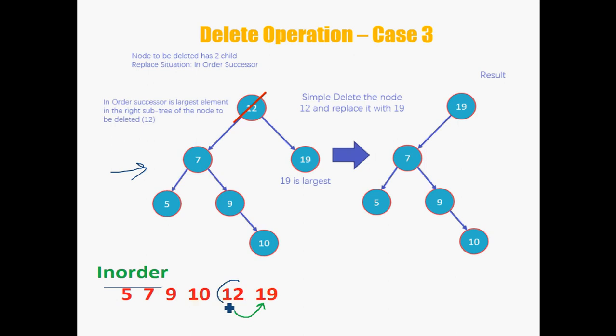Now node 12 is to be deleted. The in-order successor of 12 is nothing but the next number after 12, and after 12 comes 19. So when 12 is deleted from this tree, it will be replaced by 19. Here you can see the result. Delete 12, and in place of 12, 19 will go here, and this will be the final tree.